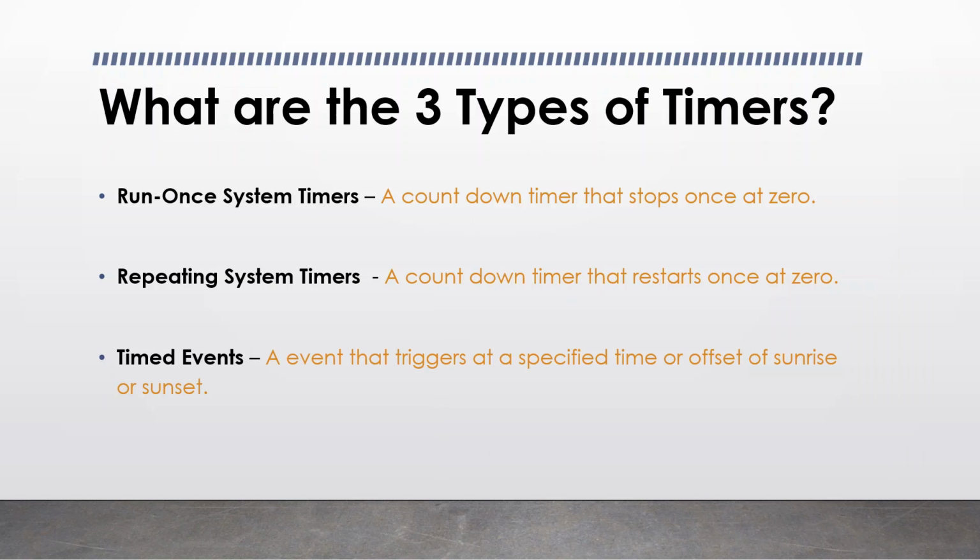In week 2, we covered what timers were. We have 3 different types of timers. Run once system timers. These are countdown timers. We have repeating system timers. These are countdown timers that restart once they hit 0 and run in the background. And then we have timed events. Timed events are triggered by a specified time or an offset of sunrise or sunset.